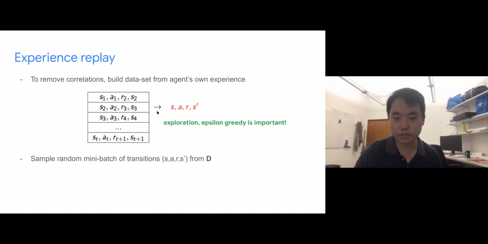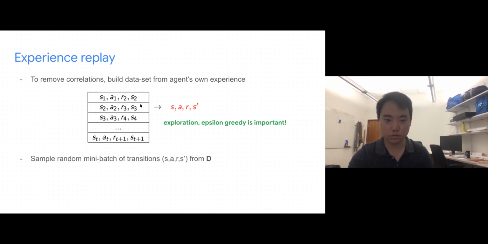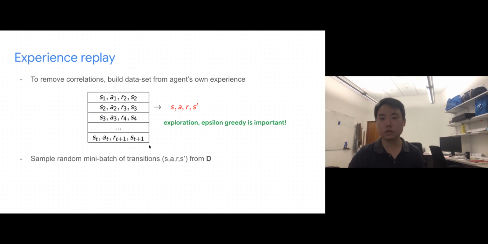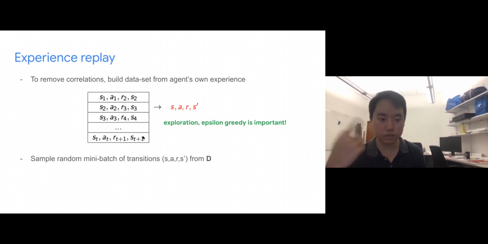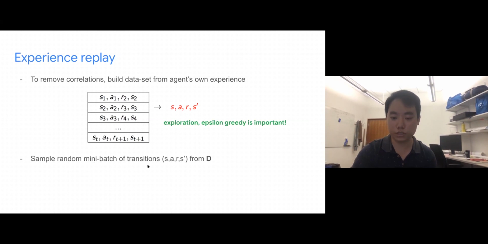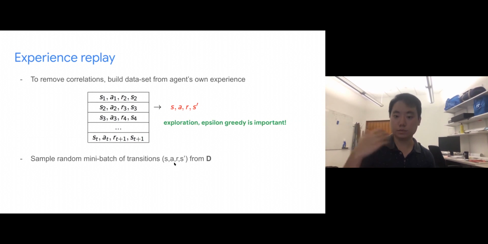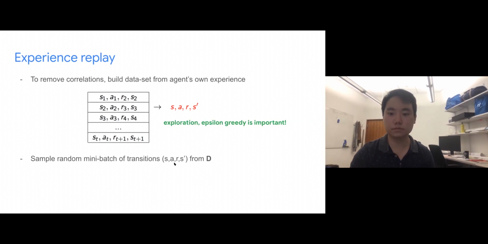Firstly, to remove correlations, a very easy method is to first start by collecting a bunch of samples. One trajectory would take S1, A1, observe the next reward and the next state, and then from the next state, take next actions, get next reward, next states. I'm going to collect all these trajectories before you even start training, and then put them into a data set. I'm going to shuffle it and sample a random mini batch of transitions. By shuffling and sampling a random mini batch, I'm going to decrease the correlations between subsequent data points that I give into the model.